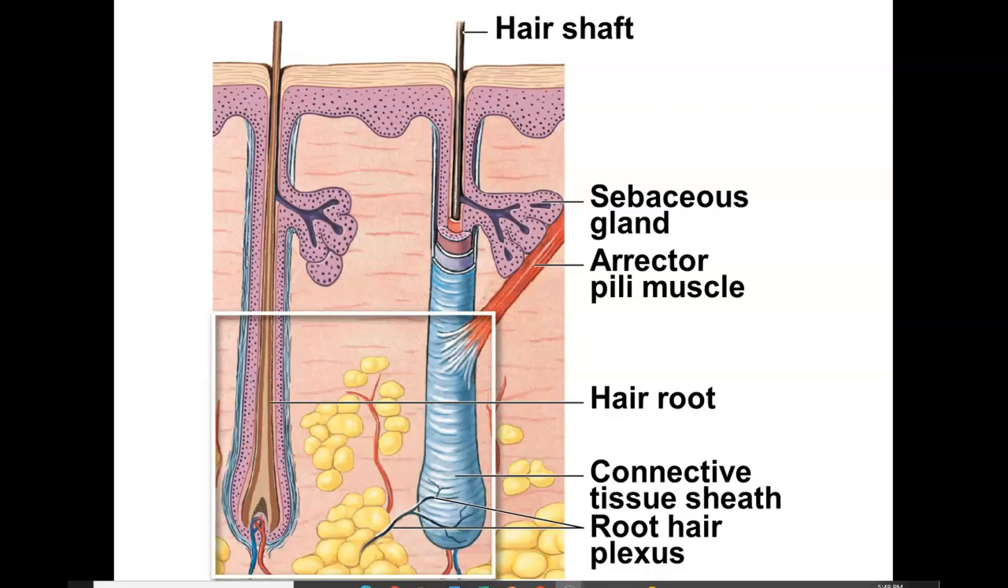Within that hair, you see that root plexus. The root plexus is going to be made up of the nerves that are attached to the hair. If you've ever pulled a hair out, you definitely know that you can feel it, and that's because you are pulling at these nerves here.